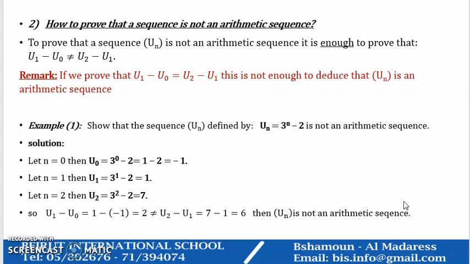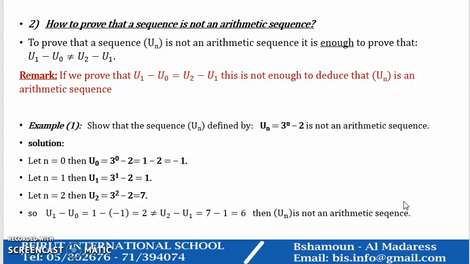Now, how to prove that a sequence is not an arithmetic sequence? In fact, there is no need to show that Vn+1 - Vn is not equal to a constant. It is enough to prove by calculation, by taking numerical values, that u1 - u0 is different from u2 - u1. That is, the difference between two consecutive terms is not the same as the difference between another two consecutive terms. Remark, which is very important: if we prove that u1 - u0 equals u2 - u1, this is not enough to deduce that un is an arithmetic sequence.